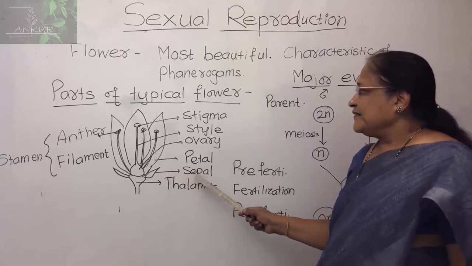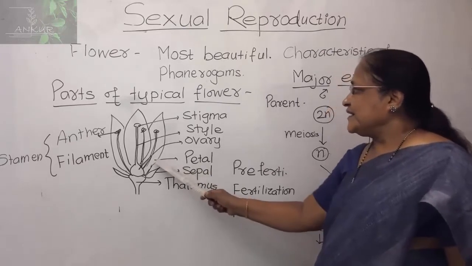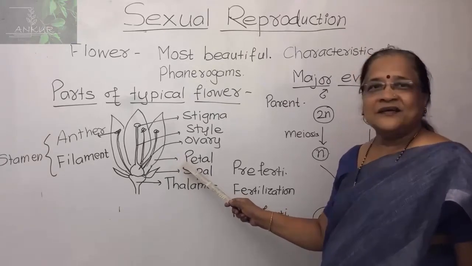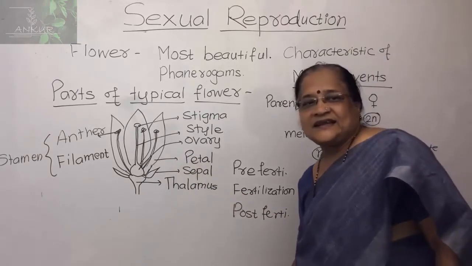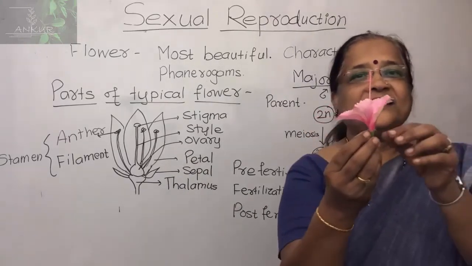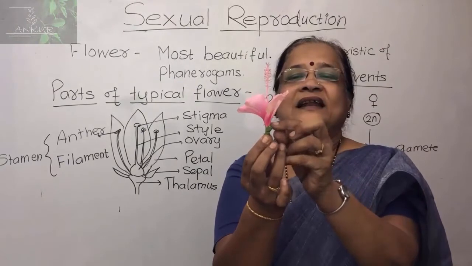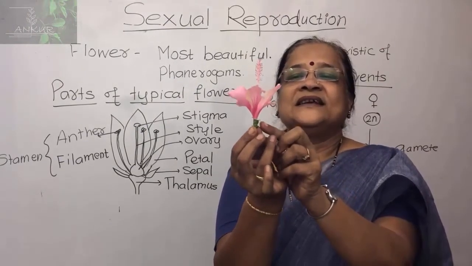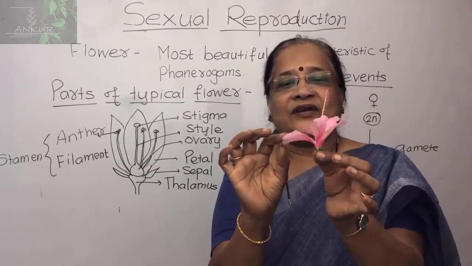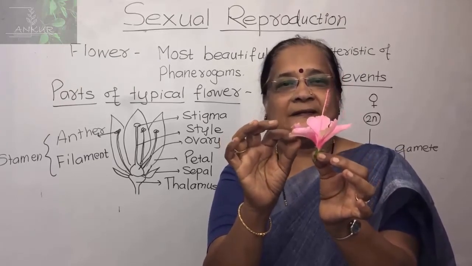The calyx unit we call the sepal, which is green colored, and the next, the colored part, we call the corolla, and the smallest unit of the corolla we call the petal. These are accessory whorls of the flower. In this flower we see this green colored structure, that one we call the calyx, and the smallest unit of calyx is called the sepal. The second whorl is the corolla, and the smallest unit of corolla we call the petal.